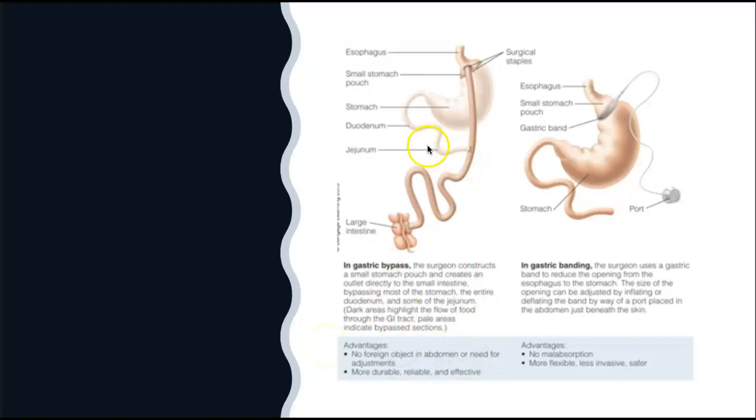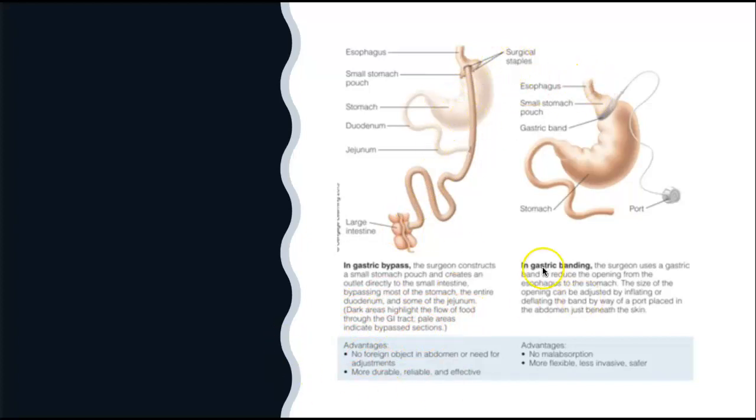Now I do have to talk about gastric bypasses. So this would be your stomach here. They would take the esophagus and the small intestines, and they would skip part of the stomach so that you wouldn't absorb as much. The surgeon would construct a small stomach pouch at the top here and create an outlet directly into the small intestines, bypassing most of the stomach and the entire duodenum, or some of the duodenum. The dark areas highlight the flow of the GI tract. The pale arrows are the ones that they're skipping.